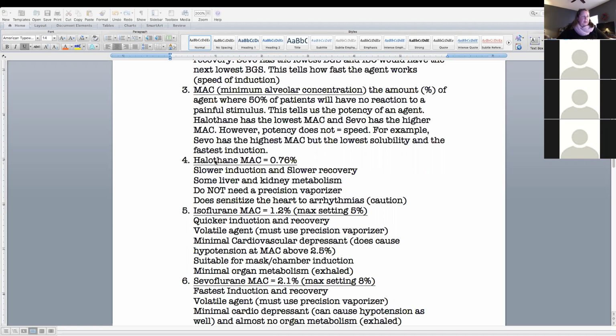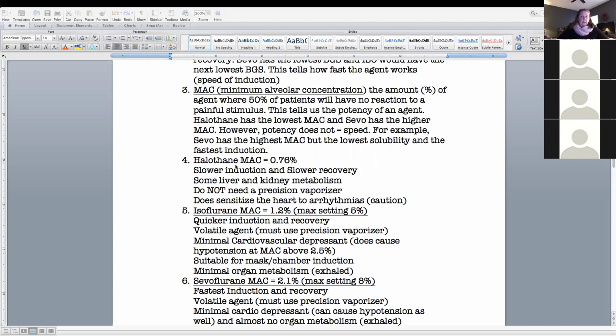Let me start with halothane. Halothane's MAC is 0.76. So they said that will keep about 50% of your patients if you have them at 0.76% on the vaporizer. Now, you can't use this one anymore, so it's not commercially available, but it'll probably be on the board exam. Yes, Kayla, pre-meds lower your MAC. That's how they affect your MAC, they do lower it.